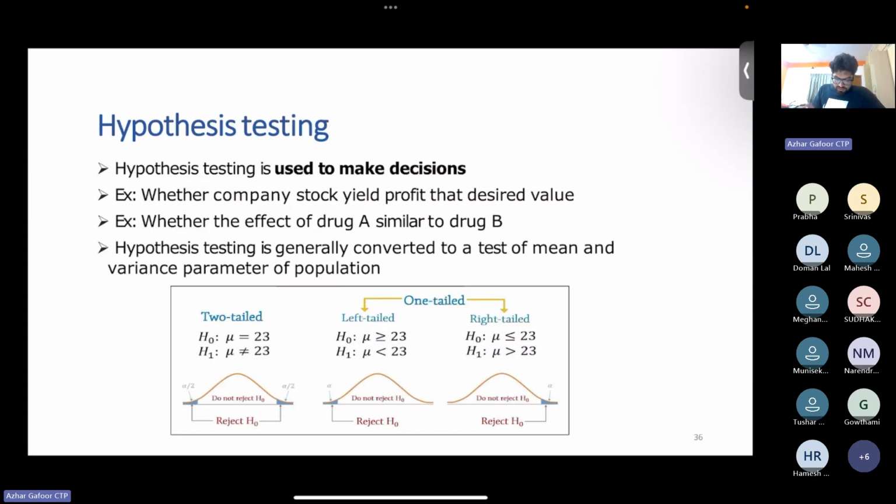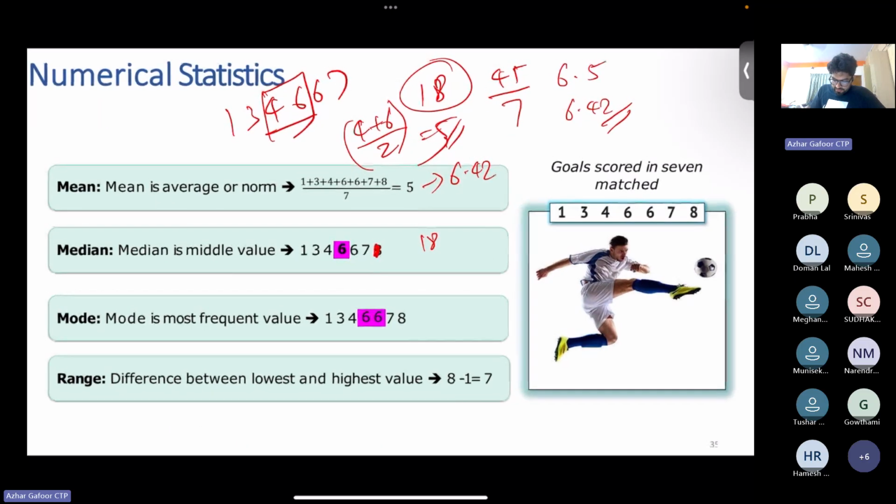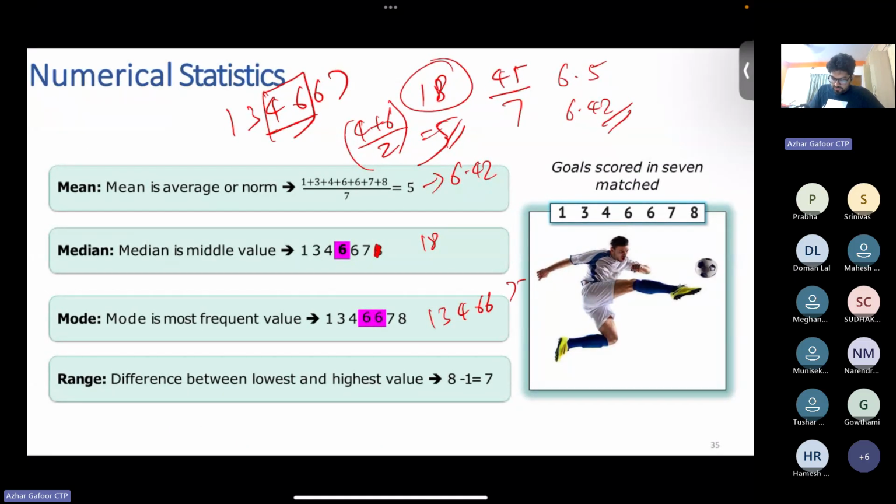Even in mode, let's say we have 1, 3, 4, 6, 6, 7, 7. If we have two frequently occurring values, it will be like a multi-mode or bi-mode, something we'll call. I'm not very sure. You can search for it somewhere and see. There is some term, bi-mode or multi-mode, something.